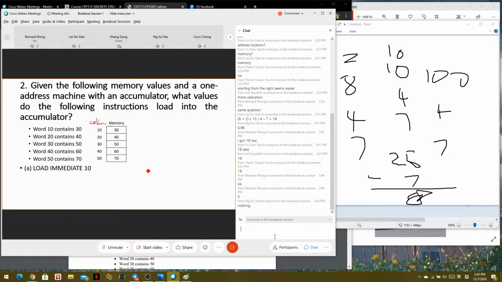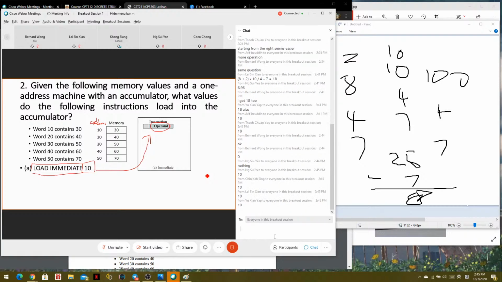So when we load immediate 10, where is the operand? The operand is inside the value itself. So if you imagine, this one is actually something like this. This is your instruction. So what's the value of load immediate 10? Yep, correct, 10. Easy. Whatever is inside the address field is the operand for immediate.